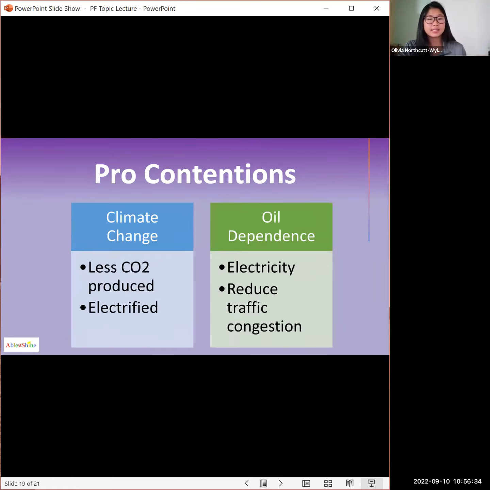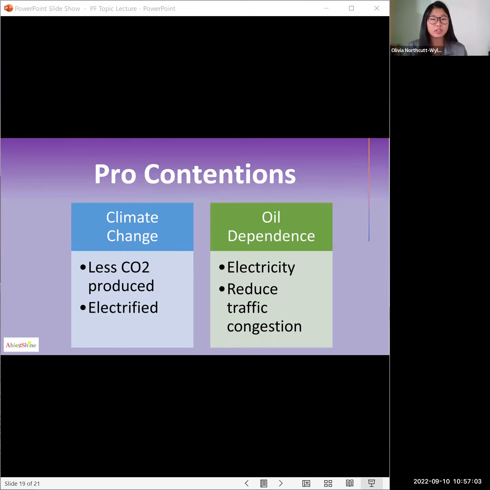Then you have these contentions about climate change and oil dependence. So on climate change, what the pro wants to be saying is that there's going to be less CO2 produced from things like driving and flying. You could also do shipments by high-speed rail, remember, which is electrified. You could also say that it helps free up traffic congestion, and traffic congestion really magnifies the amount of CO2 being produced, right? Because you have all these cars that are just sitting in traffic.